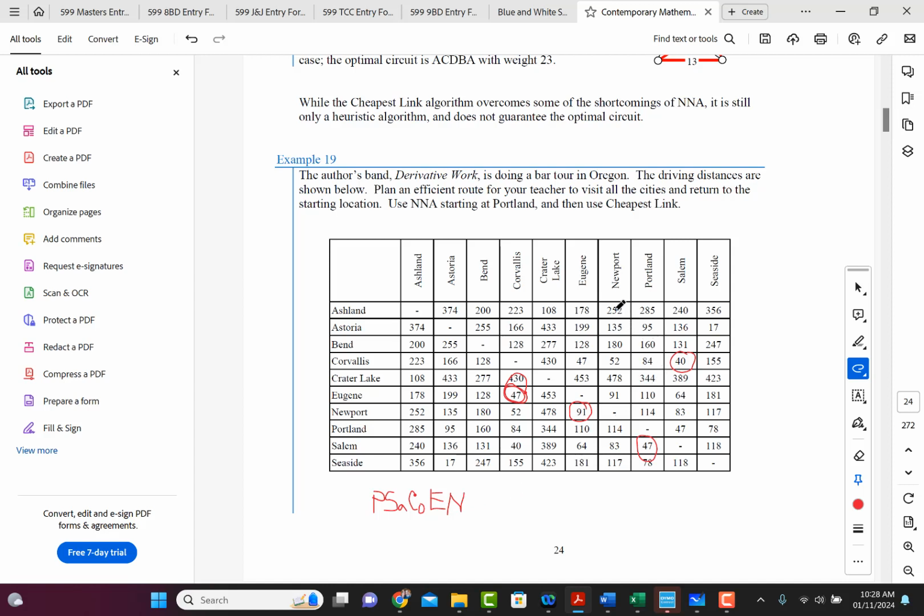And then from Newport, the cheapest route to go would be Corvallis, but again, we've been there. So the next cheapest route is going to be Salem, but we've been there. And then after that, the next cheapest route is Eugene, but we've been there. So the next cheapest one is going to be Portland, but we've been there. And the next cheapest is going to be Seaside. So we're going to go to Seaside.